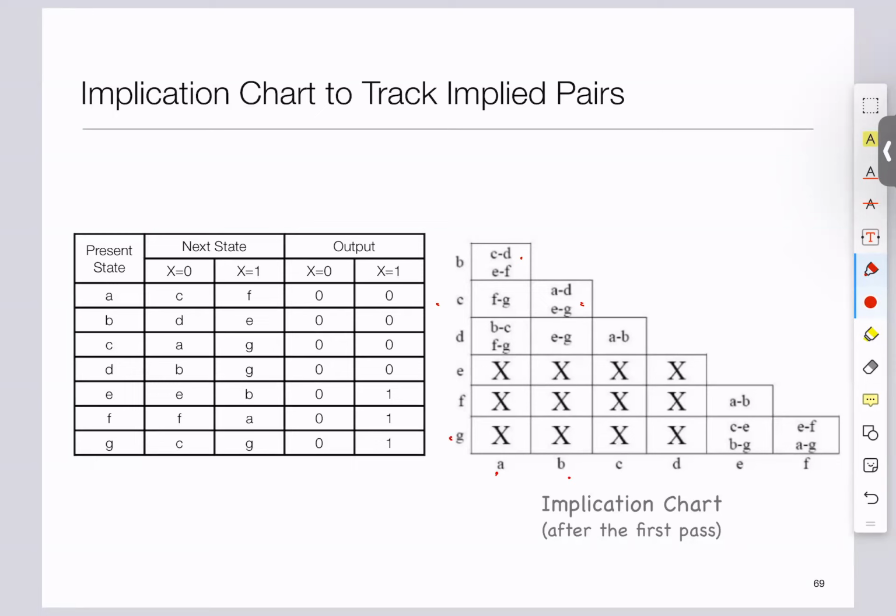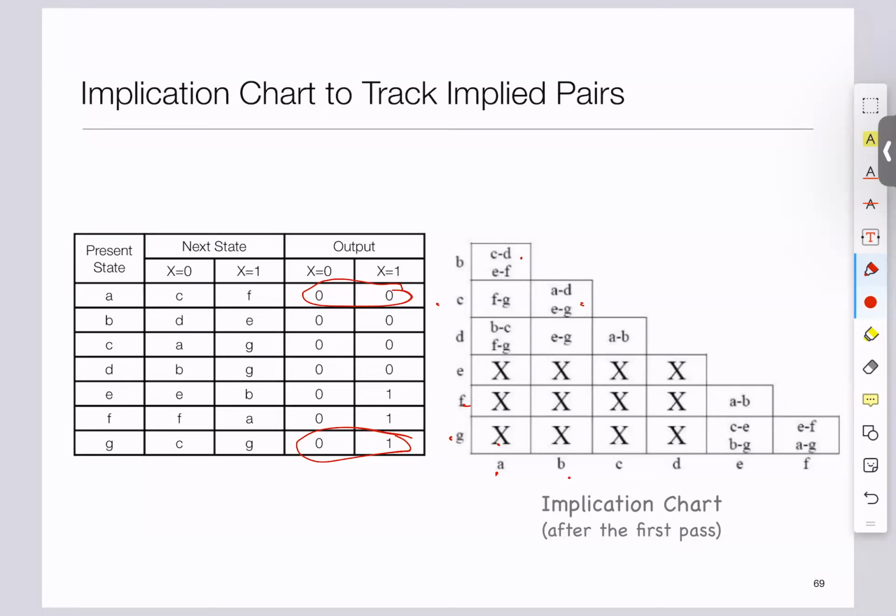Now, G and A differ in their output pattern, so we can straight away put an X. They can never be equivalent. They output different things. So we can go ahead and put X's wherever the outputs differ. Any pair of states that have different values under the two output columns can never be equivalent. So there is a bunch of X's.